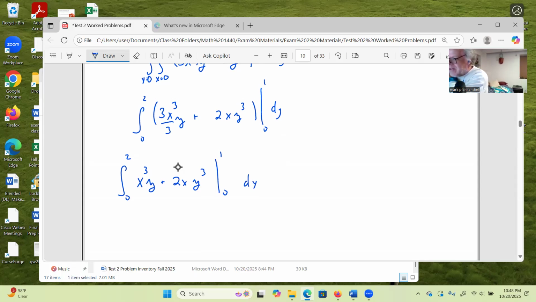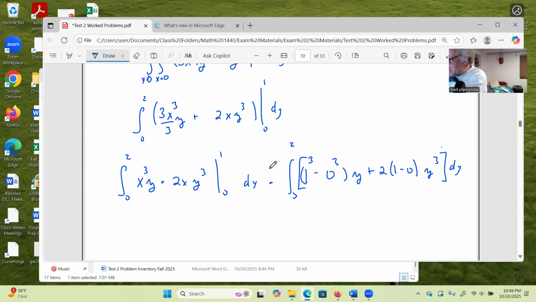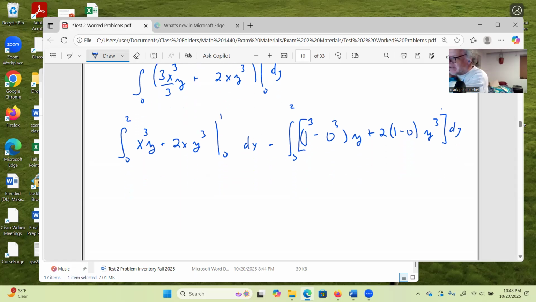So we're going to have the integral from 0 to 2 of 1³ minus 0³, all times y, plus 2 times (1 minus 0) times y³. And at the very end, we're going to have dy because we haven't integrated with respect to y yet. So it's one of those things you've got to remember. Let's go ahead and clean this up.